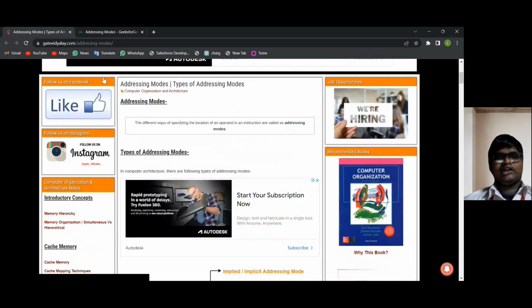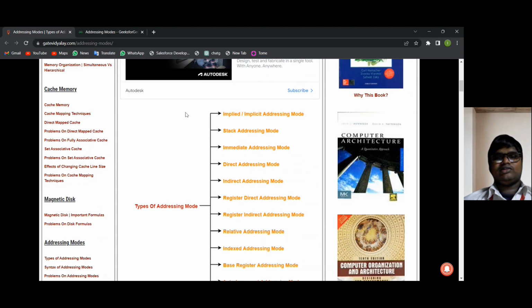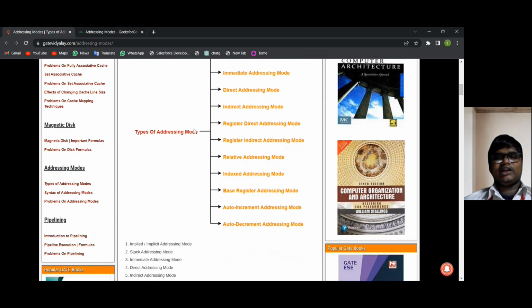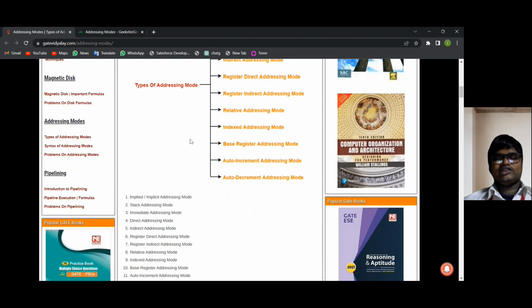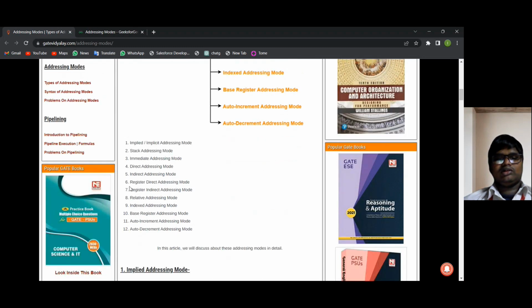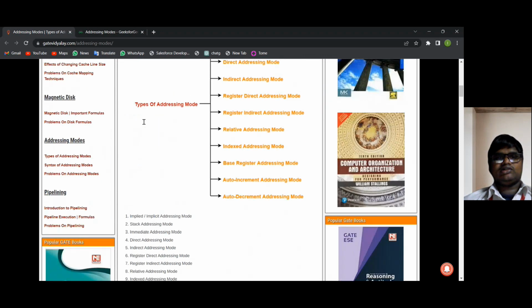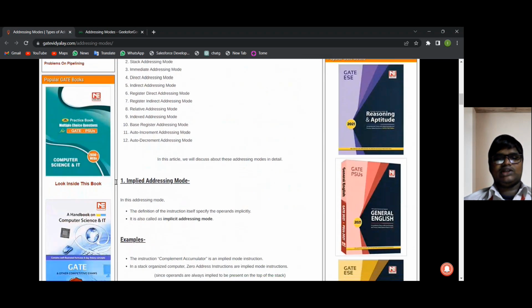Here, before this I have addressed what addressing modes are and the types of addressing modes. So let us see what the types of addressing modes are: implied addressing mode, stack addressing mode, immediate addressing mode, direct addressing mode, indirect addressing mode, register direct addressing mode, register indirect addressing mode, relative addressing mode, indexed addressing mode, base register addressing mode, auto increment addressing mode, auto decrement addressing mode. There are a total of 12. So we have discussed what addressing modes are and the types of addressing modes. Let us move to the types of addressing modes individually.